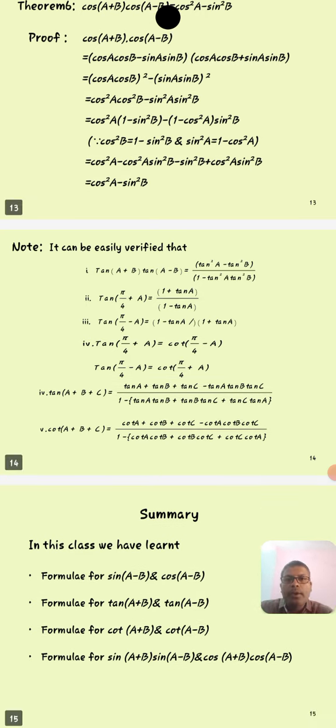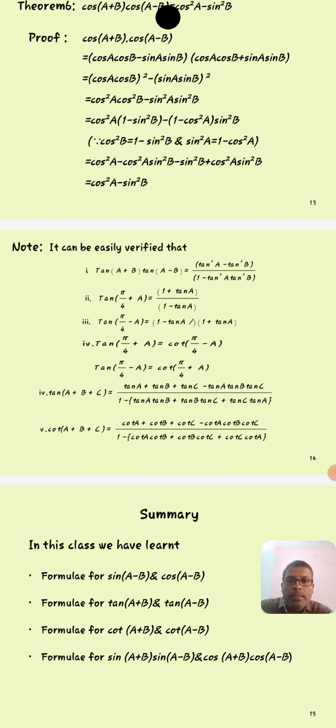You see the note point: it can be easily verified that tan of a plus b into tan of a minus b is equal to tan square a minus tan square b divided by 1 minus tan square a into tan square b. You have to remember these formulas also. Using the before theorem, the before proofs, before conditions, you have to solve, you have to verify these remaining problems like that.